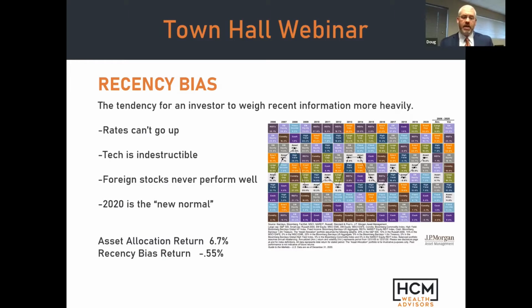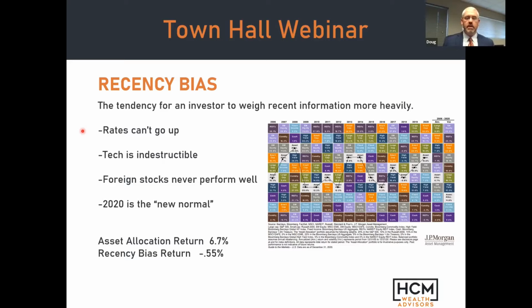I think investors just got really comfortable with the fact that these trends will not change at all. Just to name a few, you have rates can't go up. Well, rates are going up now. Tech is indestructible. We're seeing a little bit of wobble there. Foreign stocks never perform well. Foreign stocks have paced US stocks pretty closely over the past 6 months. And then 2020 is the new normal. So basically a series of outlier events in 1 year is going to be what the market's going to look like for the next decade.